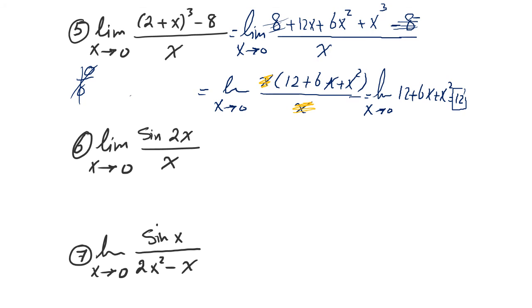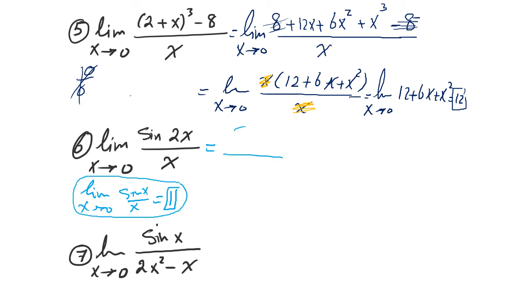Limit of x tends to 0 for sine 2x over x. We know that limit of x tends to 0 for sine x over x is equal to 1. So put this in your mind. By dividing by x, sine 2x over x and x over x, so down is 1, and this can be written as limit x tends to 0 and limit x tends to 0. So this is 1 and this is 2. So 2 over 1, which is equal to 2.